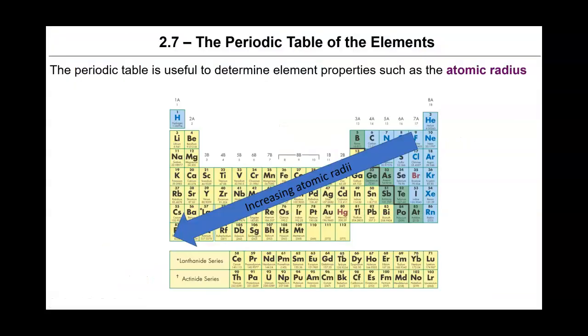So the periodic table, because it's organized with elements that have similar properties closest to one another, means that a lot of properties vary systematically across the periodic table. For example, the radius of the atoms increases from the top right down to the bottom left, between fluorine and francium, so F to F. So that's a cool little trend to keep in mind.